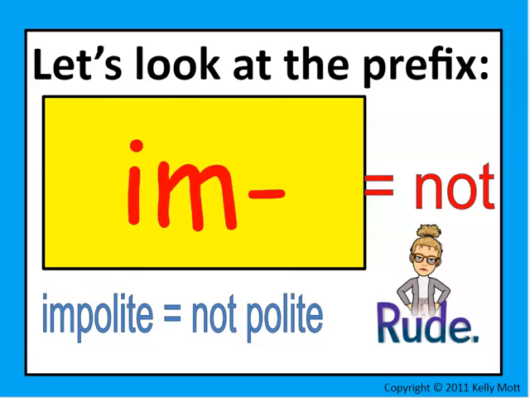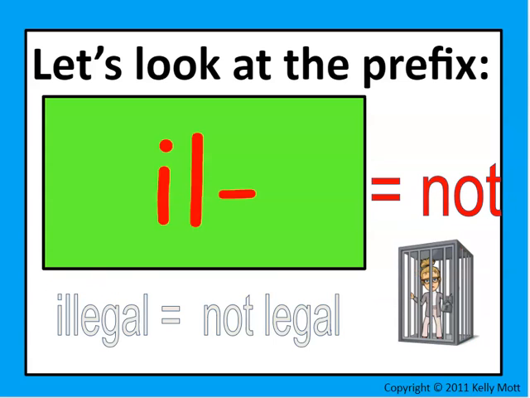Great job. Your next prefix is ill. So this also means not. So if you look at the picture here, this is Mrs. Vasquez in jail, which, oh boy, I hope that never happens. If I was in jail, I did something that was illegal. The opposite of legal. I did something that was not legal.